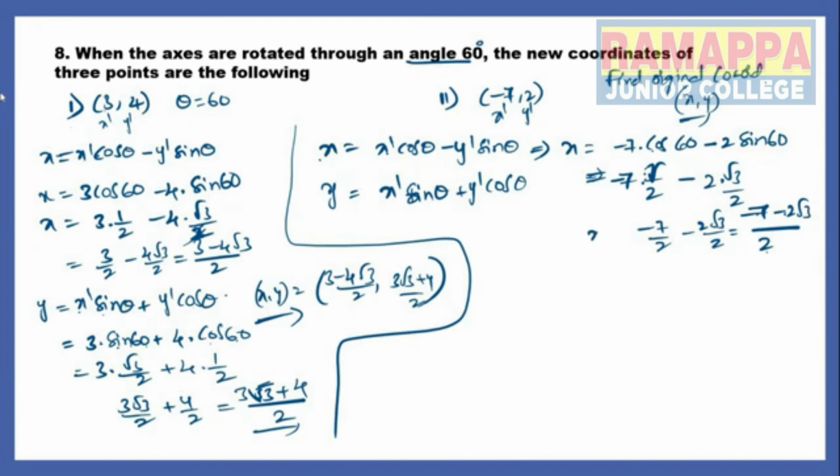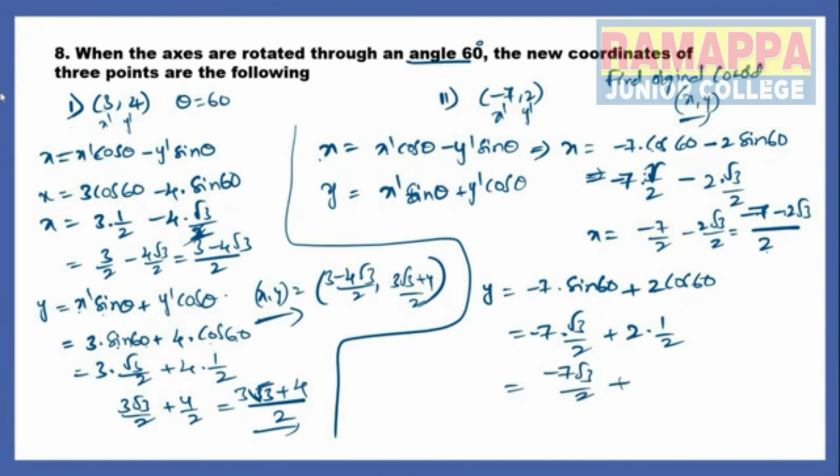So this is x, and now we find y. x dash is minus 7, so minus 7 sin 60 plus y dash, which is 2, cos 60. Here minus 7 into sin 60, root 3 by 2, plus 2 into cos 60, 1 by 2. So it will become minus 7 root 3 divided by 2 plus 2 by 2.